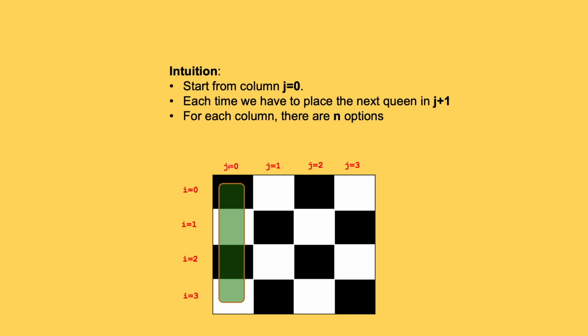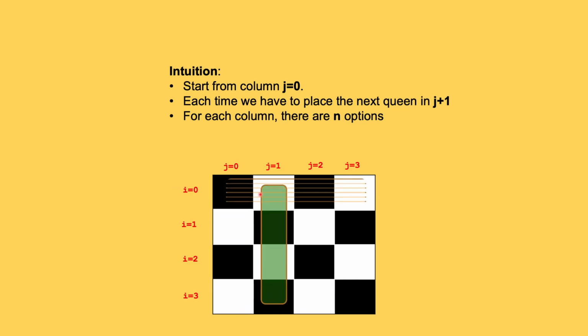However, at each column, you have multiple options. So when j is equal to 0, you can either put the queen in row 0, or you can put it in row 1, or you can put it in row 2, or you can put it in row 3. So for each column, you have multiple options. And then you move on to the next column. Again, you have multiple options for the row.